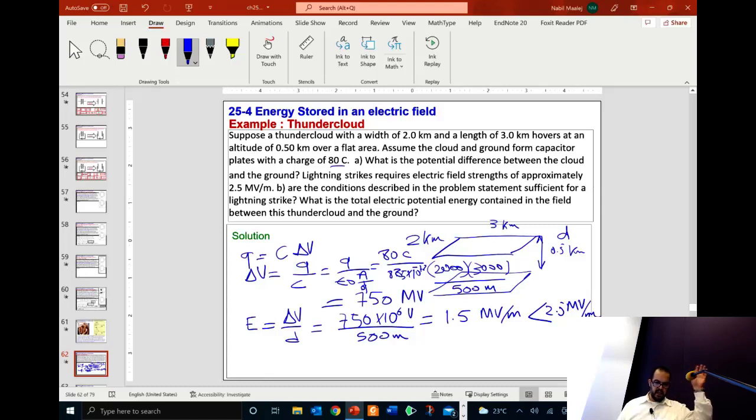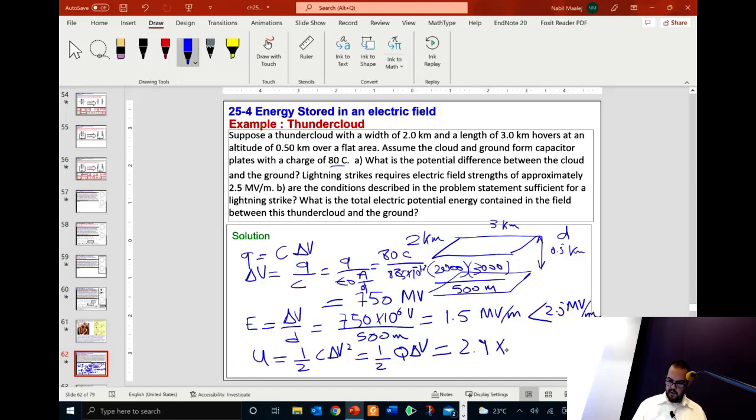What is the total electric potential energy contained in the field? For the total potential energy, we can use any of the equations, 1/2 C delta V squared. Since I don't have C, I will use the other equation, 1/2 Q delta V, because I have both. Q is 80 coulombs and delta V is 7.5 times 10 to the power 8 volts. We get 2.9 times 10 to the power 10 joules.